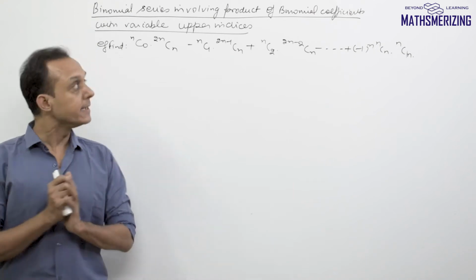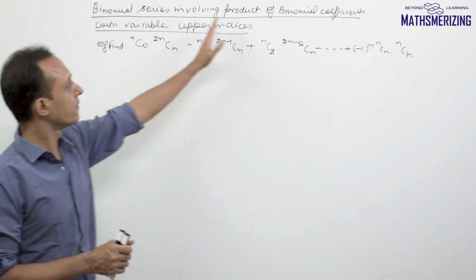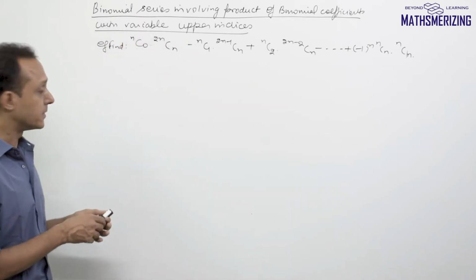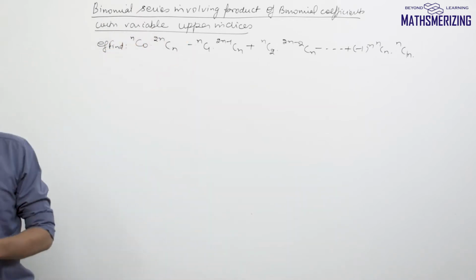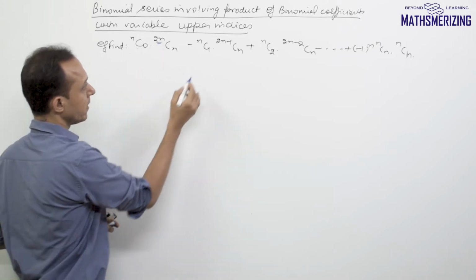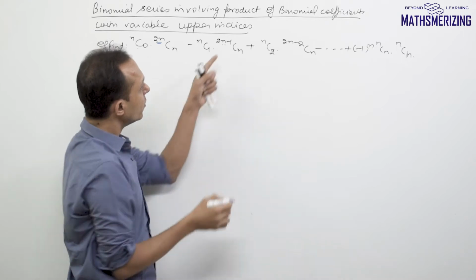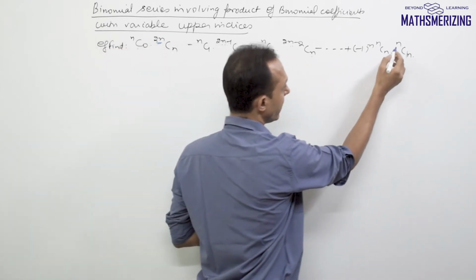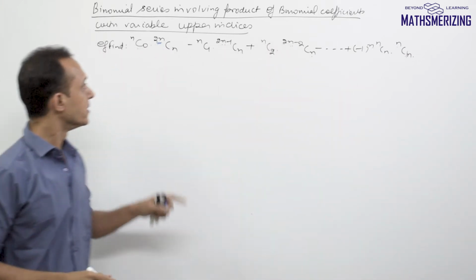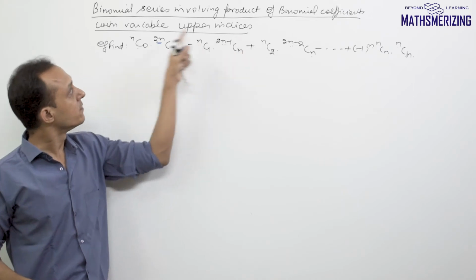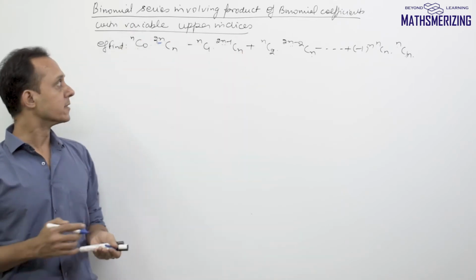Now there may be some series where we need to find the product of binomial coefficients with variable upper indices. Say for example, in this case it is nC0 and then 2nCn, nC1 and then 2n minus 1Cn, 2n minus 2Cn, and then it goes up to nCn. So if I look at these terms like 2nCn, 2n minus 1Cn, we have variable upper indices.